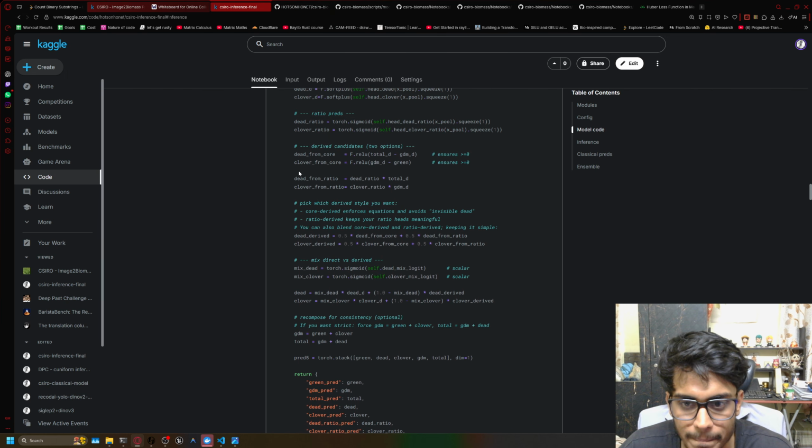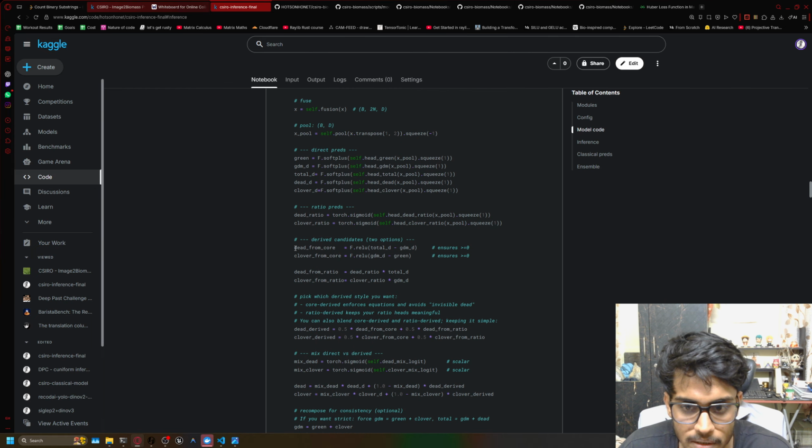That's why I wrote it from the core, meaning the major confident values. I subtracted total minus GDM, which gave me Dead, and performed a ReLU so the values won't be negative. Similarly for Clover: Clover is the difference of GDM and Green. Since I was doing well in these two predictions, I took the subtraction to get Clover. This is for my core.